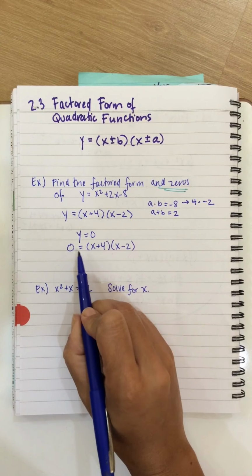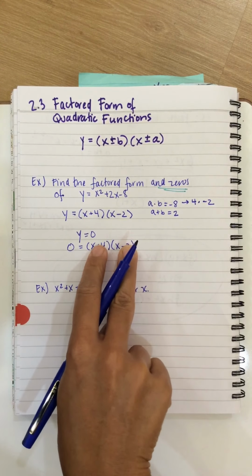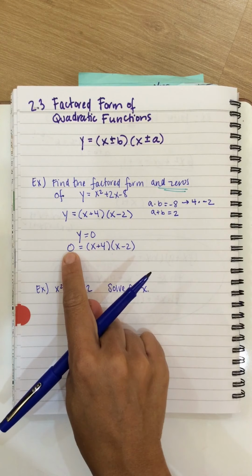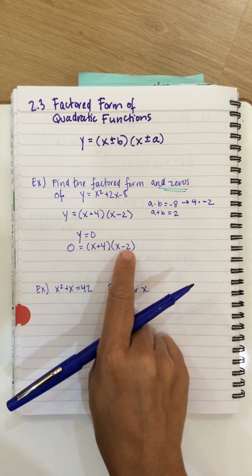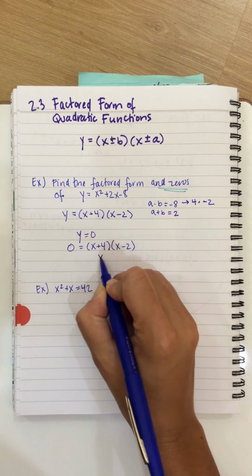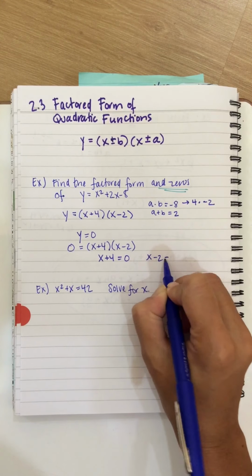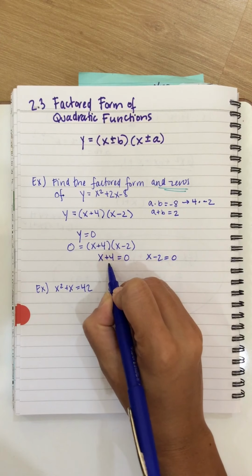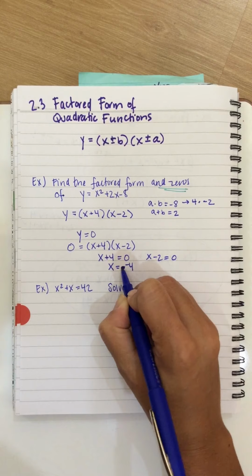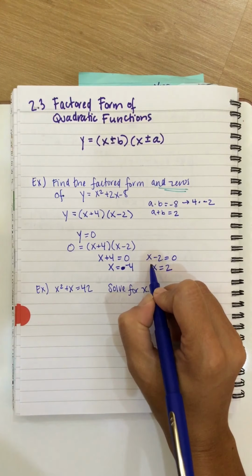Now think about this. If you think of these as two numbers, the product of these two things has to be 0. The only way to get 0 as the product is if one of them is 0. So there are only two possible ways: if x plus 4 equals 0, or if x minus 2 equals 0. Solving for x, x equals negative 4 and x equals 2. So these are our two zeros.